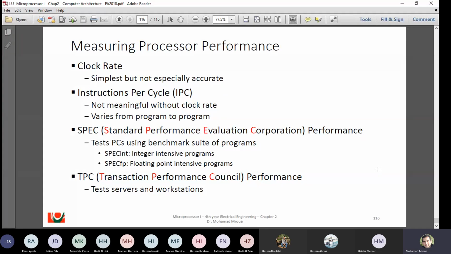So instructions per cycle is not meaningful without the clock rate, and it varies from program to program. We have SPEC, the Standard Performance Evaluation Corporation, which tests PC performance using a benchmark suite of programs, like integer intensive programs and floating point intensive programs, to measure performance. Okay. We have the TPC, the Transaction Processing Performance Council, which tests servers and workstations to evaluate their performance.